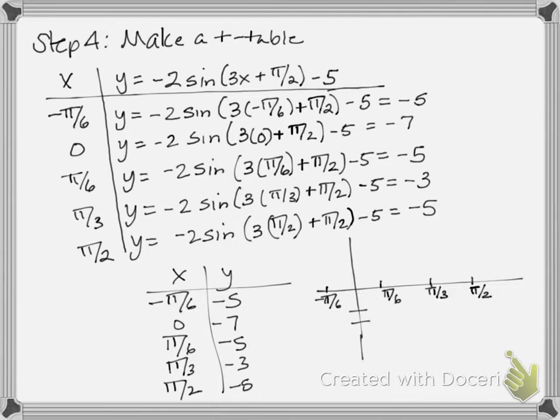So I'm going down 1, 2, 3, 4, 5, 6, and 7. Oh, that looks terrible. So 1, 2, 3, 4, 5, 6, 7. So at negative pi over 6, I should be at negative 5, so I'm right here. At 0, I should be at negative 7, so I'm right here. At pi over 6, I'm at negative 5. At pi over 3, I'm at negative 3. And at pi over 2, I'm at negative 5.